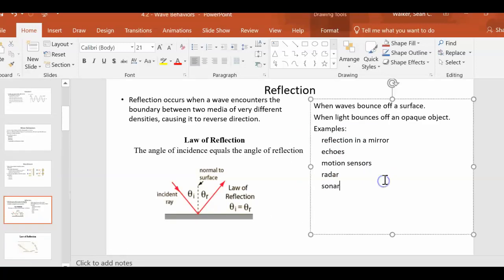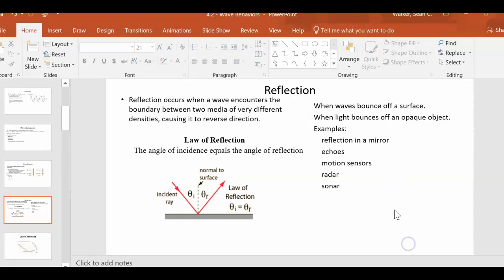So reflection is the easiest wave behavior to talk about because everyone kind of knows what reflection is. Like you look in a mirror and you can see your reflection. Okay, so reflection occurs when a wave, and again, everything we're talking about in this video applies to any type of wave, encounters the boundary between two different media, and it causes the wave to reverse direction.